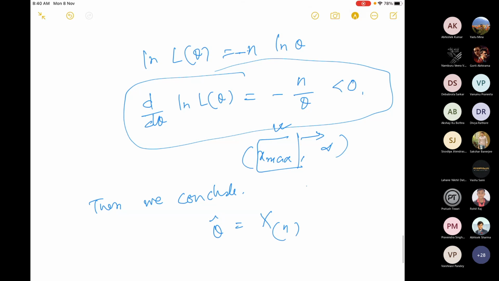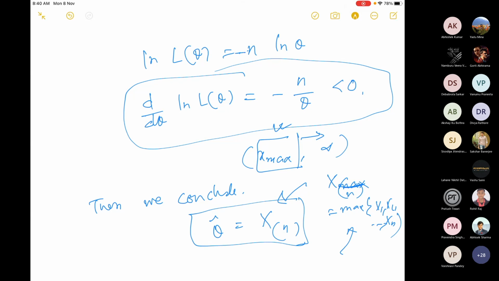I'm introducing this new notation just to denote x max, the maximum of x1, x2, up to xn. Let me write it that X(n) is equal to the max of x1, x2, dot dot dot, xn. We discussed this in some problems before. So this is the estimator, X(n). This is the standard notation.